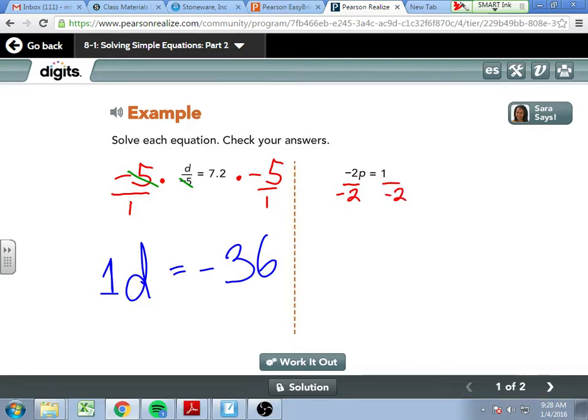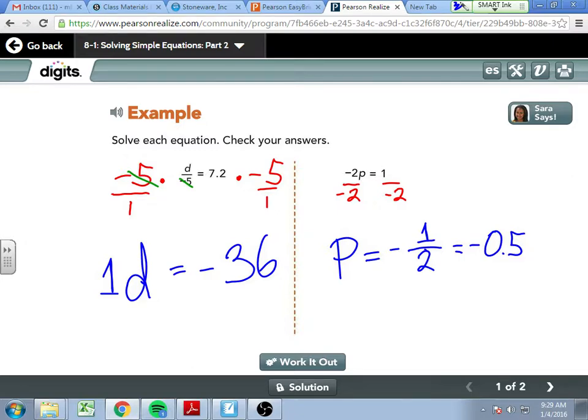Here's a situation that's really easy. I've already got my answer. Because I know these -2's will cancel each other out, p just equals what's on the right side. 1 divided by negative 2. I can just move my negative, and it's a negative 1/2, or we can say a negative 0.5. Either of those is correct, fraction form or decimal form.